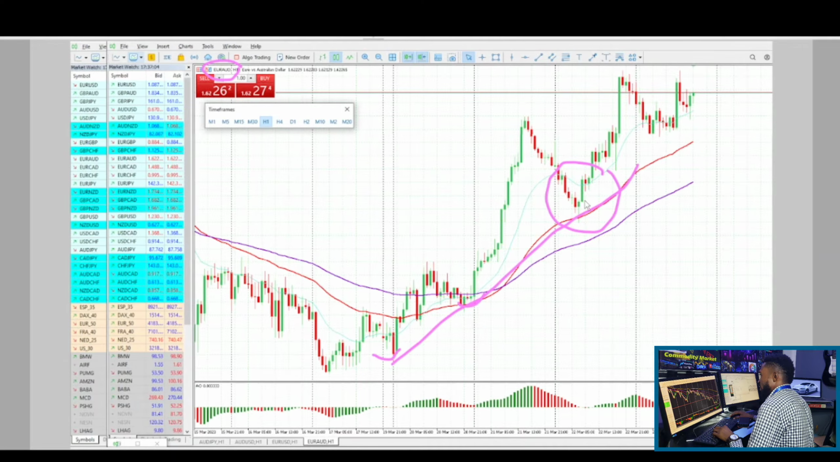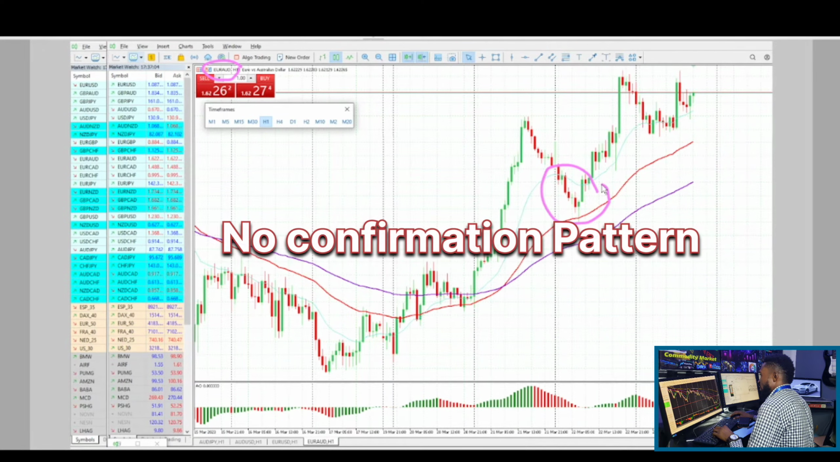I was waiting for the market to give me a very nice confirmation pattern here, but it didn't give me. I didn't like this pattern. This is not familiar to me, so I didn't take any trade. Though the market went in my favor, because it did not give me any pattern around this area, I do not take any trade. Guys, you have to be very patient. You shouldn't be rushing to take a trade.